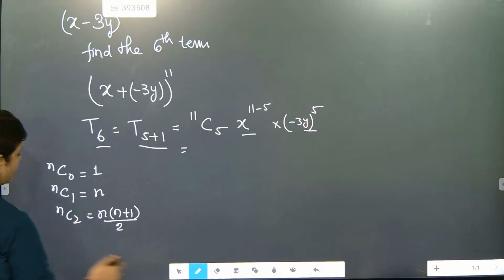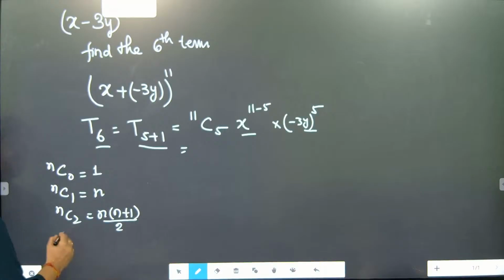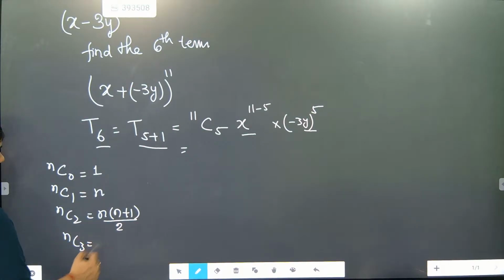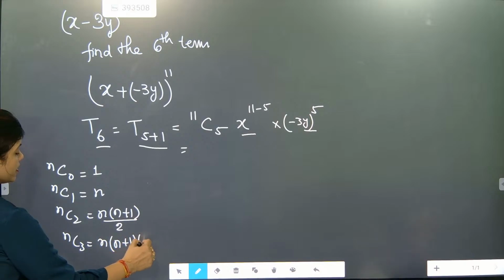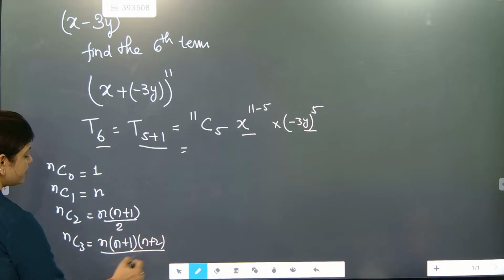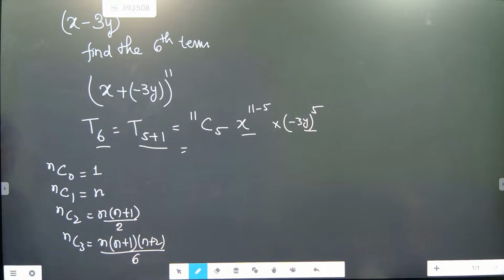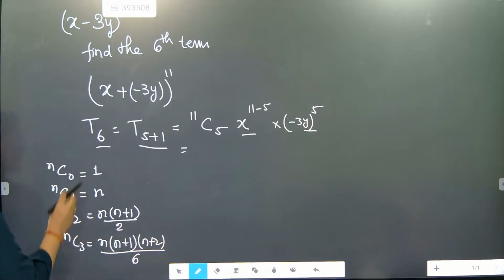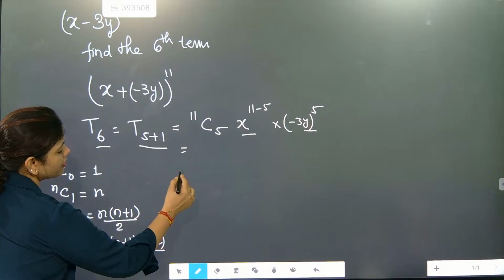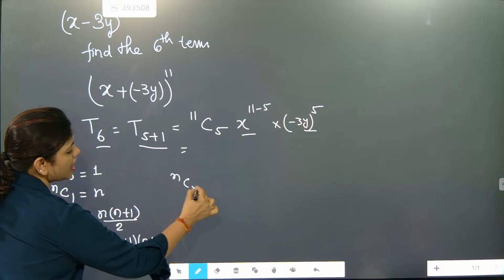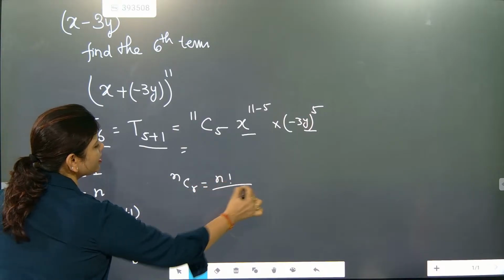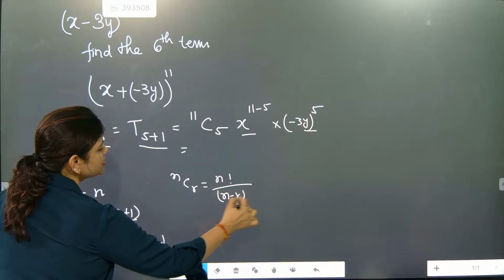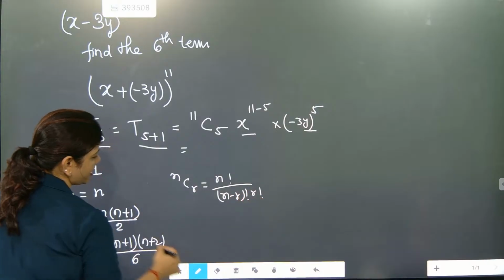Now, when nC3 will be there, how we are writing it, that also I will teach you. n into (n minus 1) into (n minus 2) by 3 factorial. 3 factorial means 6. So here, how have I written this part? Because the nCr formula is n factorial by (n minus r) factorial into r factorial.